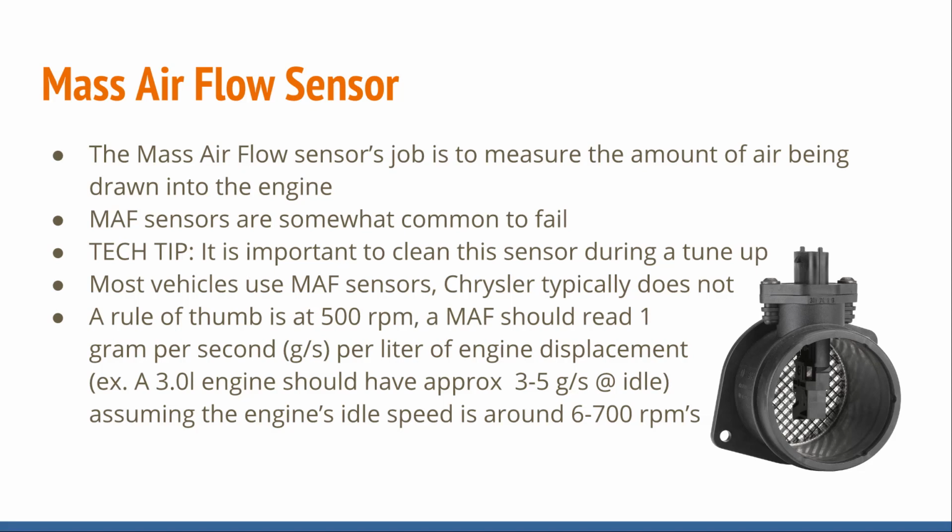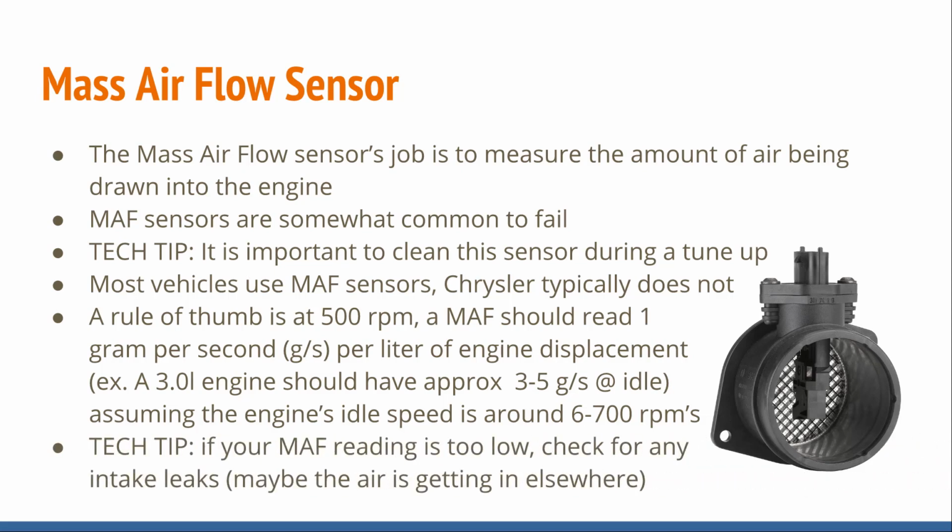So I'm scrolling through the scanner. I've got a 3-liter engine. I'm like, okay, let's look at this mass airflow sensor. I got about 4 grams per second. Bingo, that's right where I want it to be. It's a 3-liter engine, so I figure it's going to make about 3 grams per second at idle. It makes 4 because it's idling, say, at 600 or 700 RPMs. So I know that's right where we want it to be.